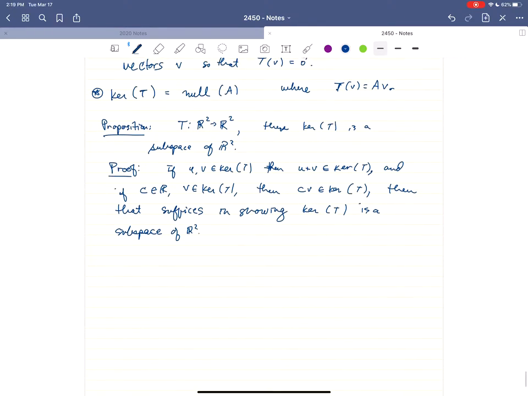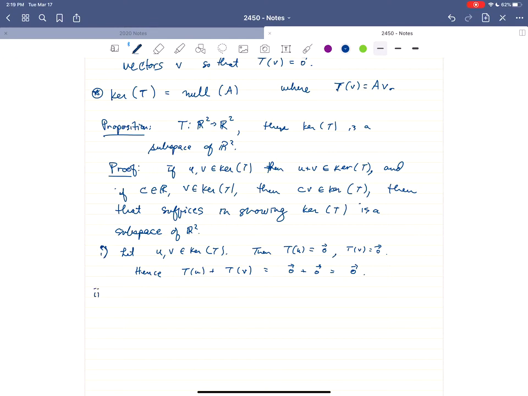And so let's just let U and V be in the kernel. Again, I'm not assuming anything about T other than the fact that it's linear. Then what does that mean other than to say that T of U is the zero vector and T of V is the zero vector? And hence, by linearity, T of U plus V is T of U plus T of V, which is the zero vector plus the zero vector, better known as the zero vector.